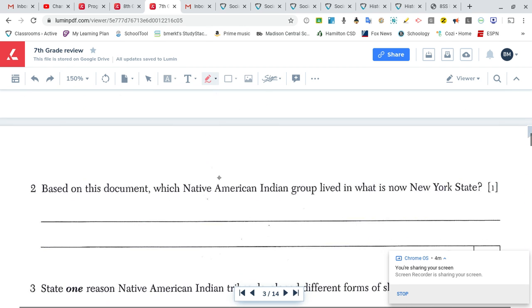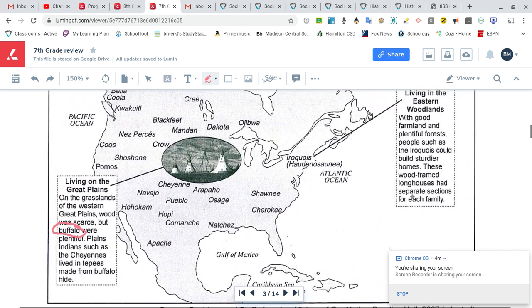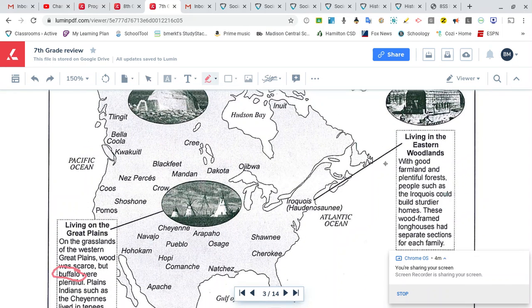Let's take a look at question number 2 based on the document. Which Native American Indian group lived in what is now New York State? So you find New York State. You probably already know this because you're thinking about it, but this is where we live, New York State here, right?